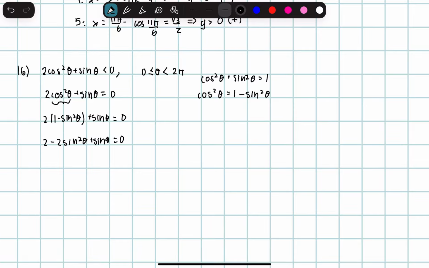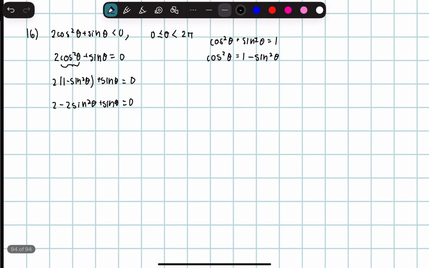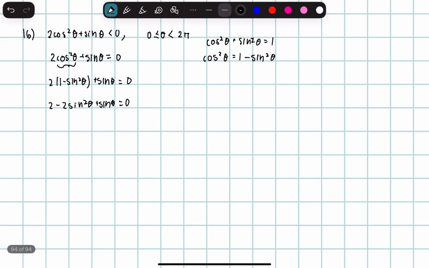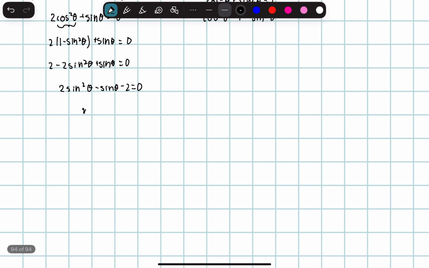Great, so now we can rearrange this. So now this is in the form of a quadratic equation. So we can do a u substitution, just to make it easier on our eyes. Let u is equal to sine theta. So then you get 2u squared minus u minus 2 is equal to 0.